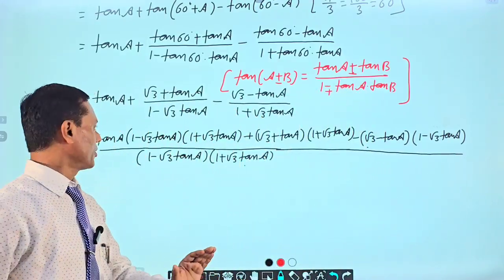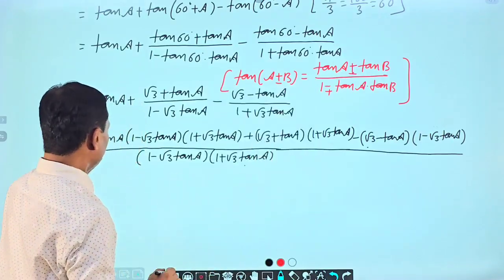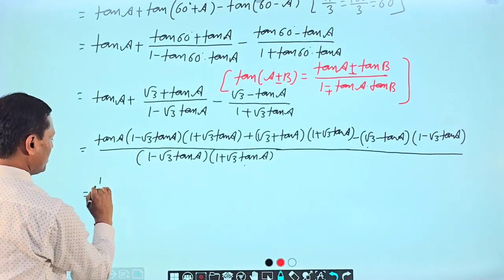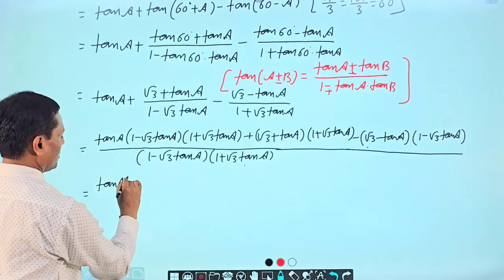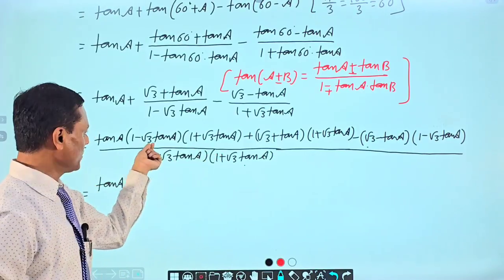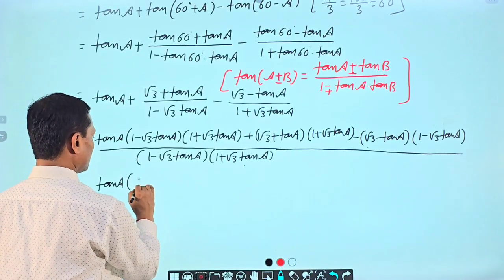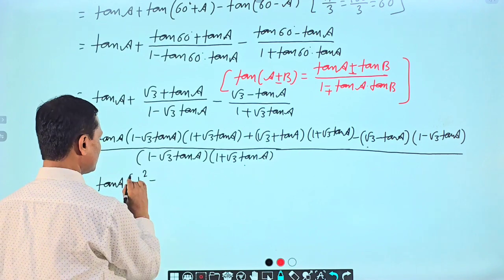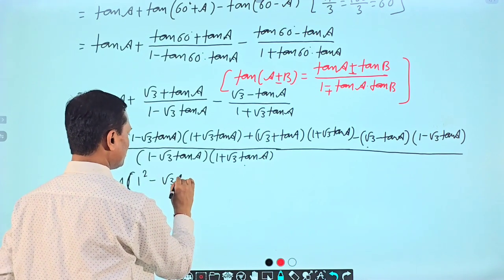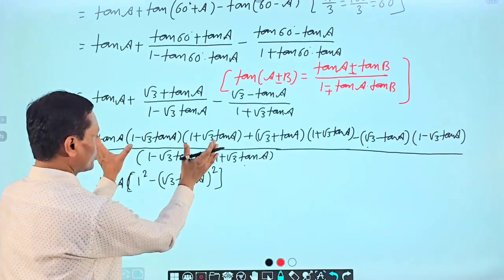That's clear? Okay, next step, we are going to simplify it. Here it is: tan A (1 minus root 3 tan A) and (1 plus root 3 tan A) plus b, and (a plus b)(a minus b) equals a square minus b square. So we write here 1 square minus root 3 tan A its whole square, isn't it, for this part.